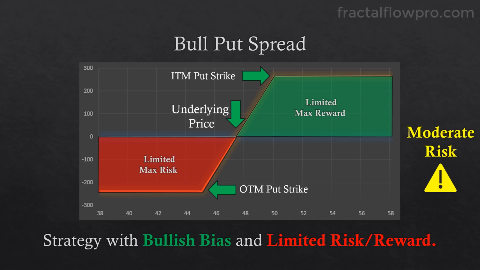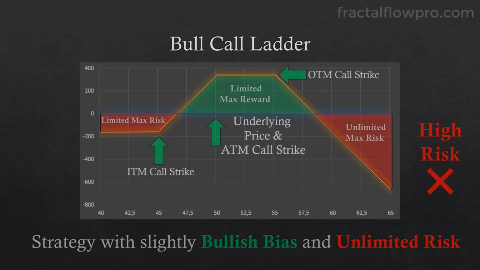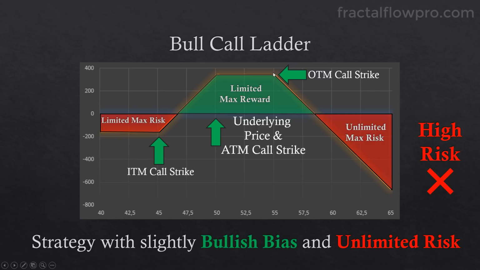The first ladder strategy is called bull call ladder, and it consists in buying an X number of in-the-money call option contracts, selling an X number of at-the-money call option contracts, and selling X number of out-of-the-money call option contracts. In terms of payoff, this strategy produces the maximum reward if the underlying price remains within the at-the-money and out-of-the-money strikes at expiration. One particular detail about this ladder is that it protects the trader if the underlying price falls too much, but it doesn't protect the trader if price rises too much.